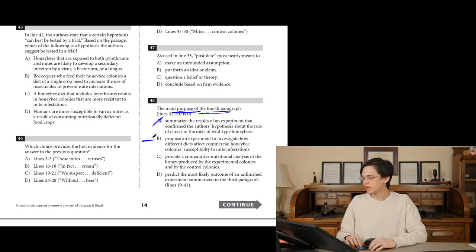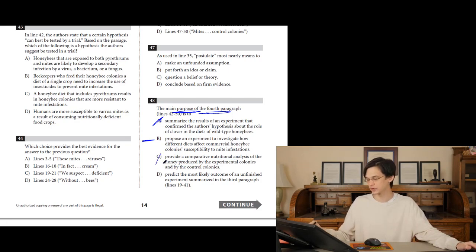What about C? The main purpose of the fourth paragraph is to provide a comparative nutritional analysis of the honey produced by the experimental colonies. Are we talking about a nutritional analysis of honey produced? Never. We don't talk about the health of the honey or which one's more nutritious ever in this piece.